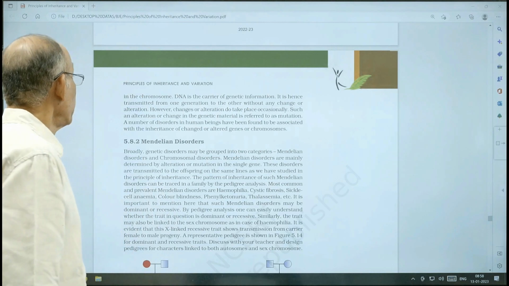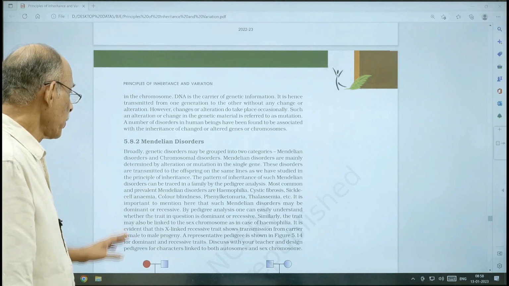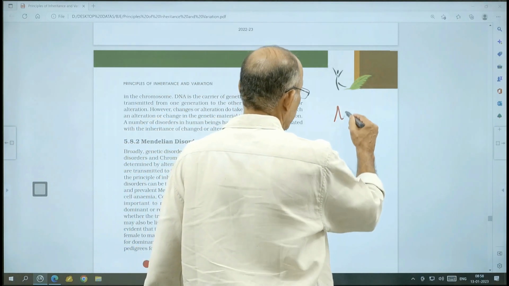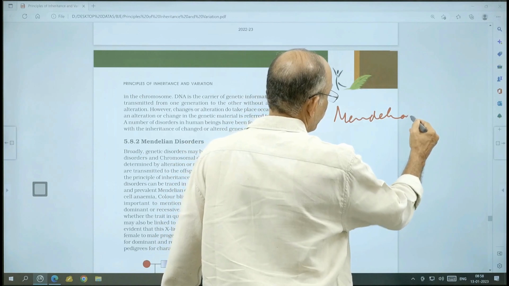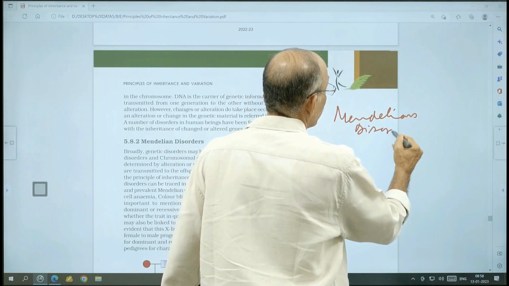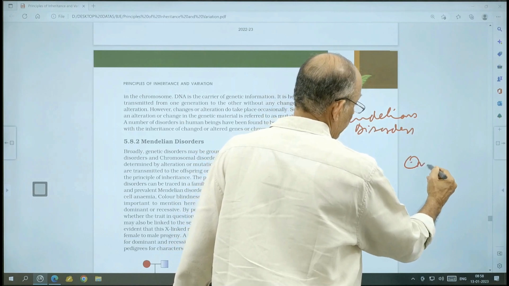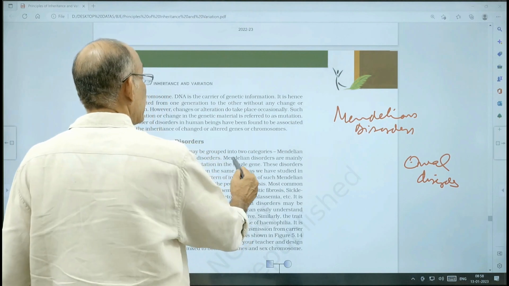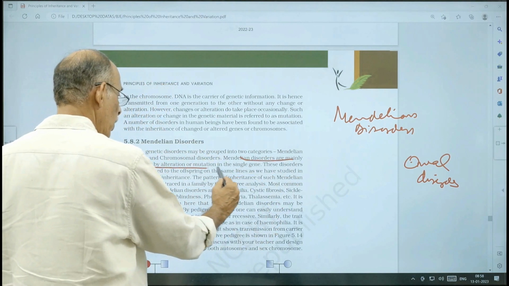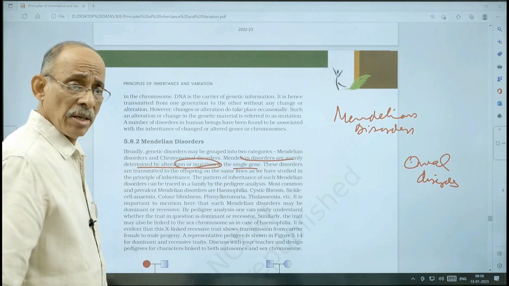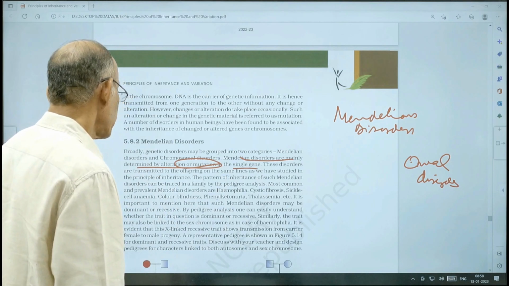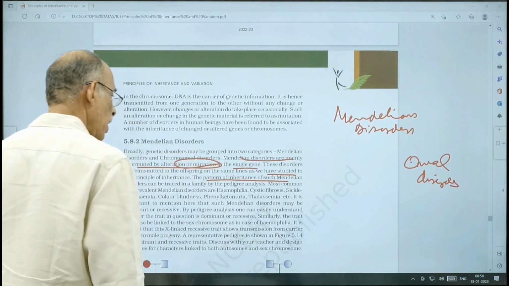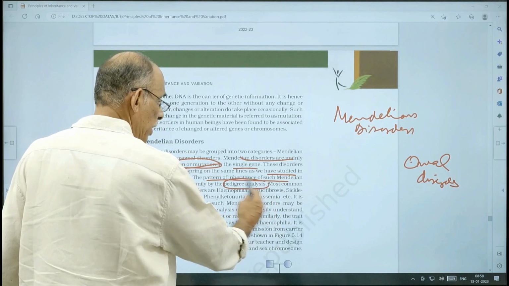The next is genetic disorders. Genetic disorders can be of two types. One is Mendelian disorders and another is chromosomal disorders. Mendelian disorders are mainly determined by alteration or mutation of a single gene, and this can be transmitted as in the Mendelian pattern of inheritance, and we can study this by pedigree analysis.